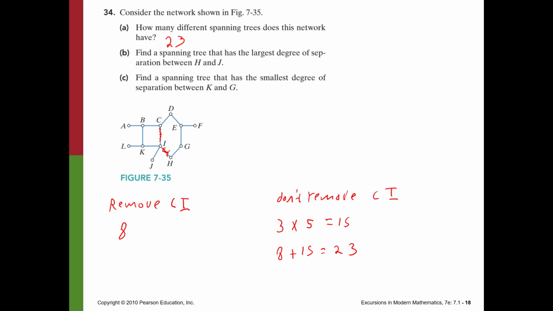Find a spanning tree that has the smallest degree of separation between K and G. And so now we want to have the smallest degree of separation between K and G. And so actually, what did we say? Let's go back to part B. Find a spanning tree that has the largest degree of separation between H and J. So we had to remove that one and then remove that one. So that's how we'll label it. We should label this, right? So when I grade your work, you should know how to write your work. No need to recopy the thing. Just say the network, just say remove IH and CI.